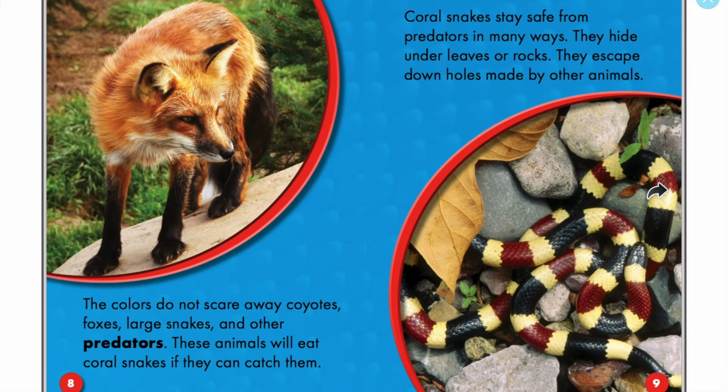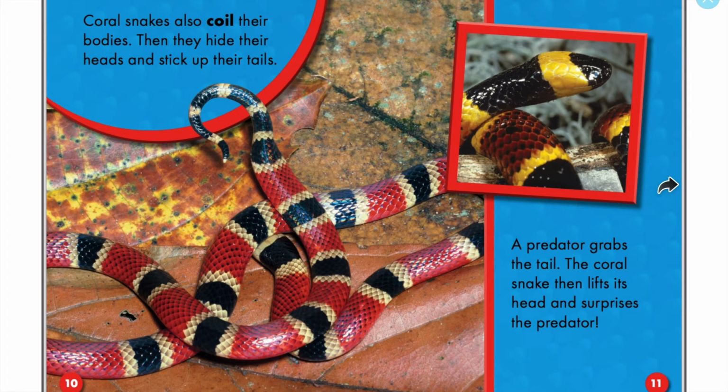The colors do not scare away coyotes, foxes, large snakes, and other predators. These animals will eat coral snakes if they can catch them. Coral snakes stay safe from predators in many ways. They hide under leaves or rocks. They escape down holes made by other animals. Coral snakes also coil their bodies. Then they hide their heads and stick up their tails. A predator grabs the tail. The coral snake then lifts its head and surprises the predator. So when we draw our direct drawing, it's actually a coiled snake. So it'll be a coil, like he'll be wrapped up in a little circle.